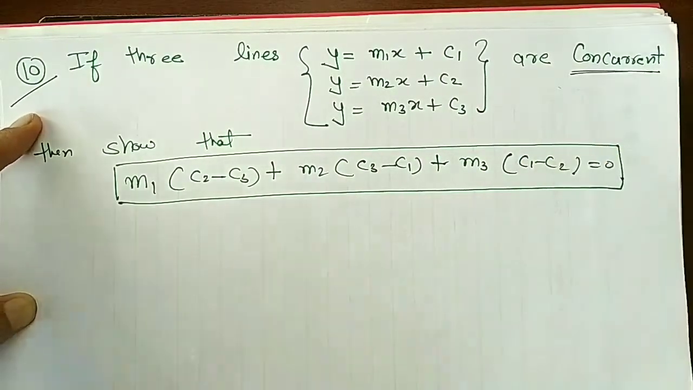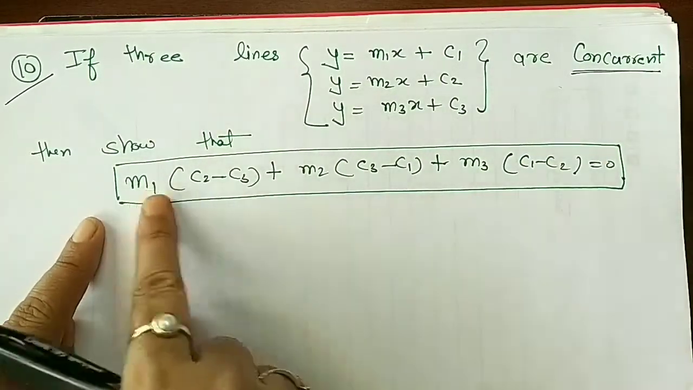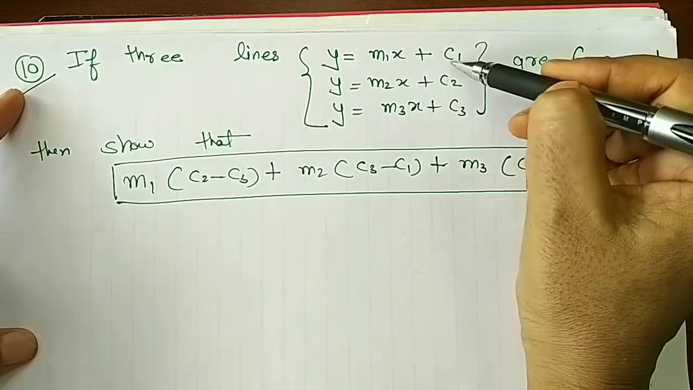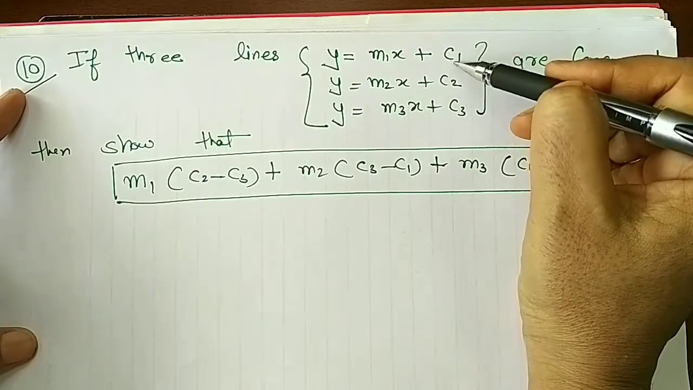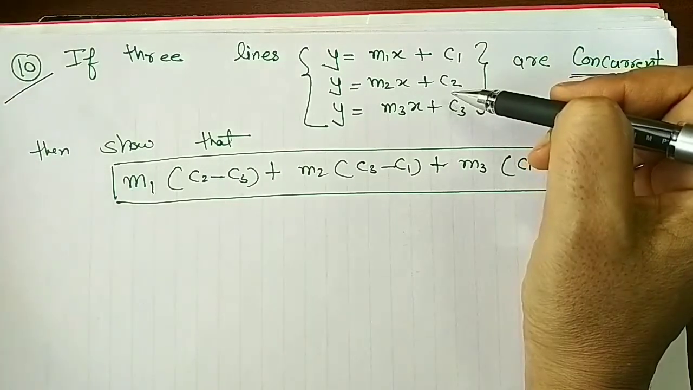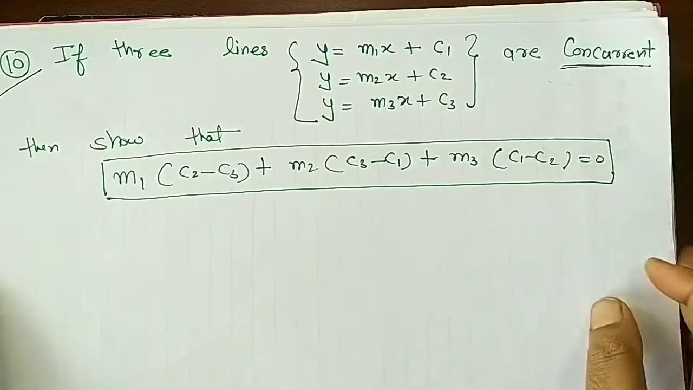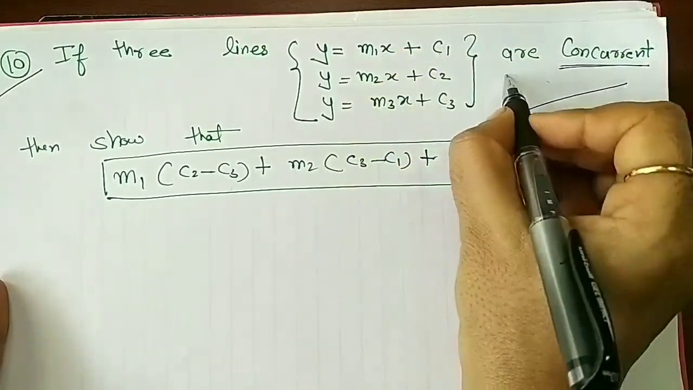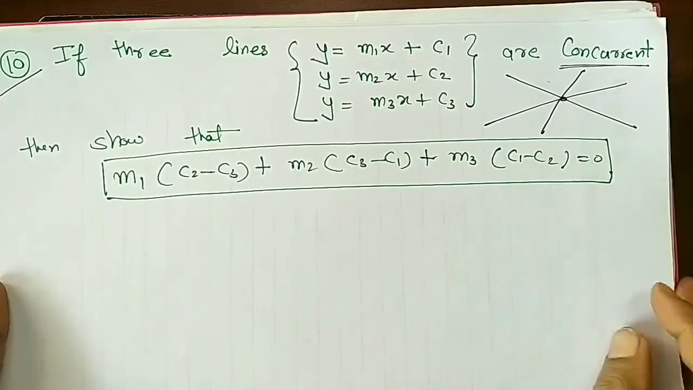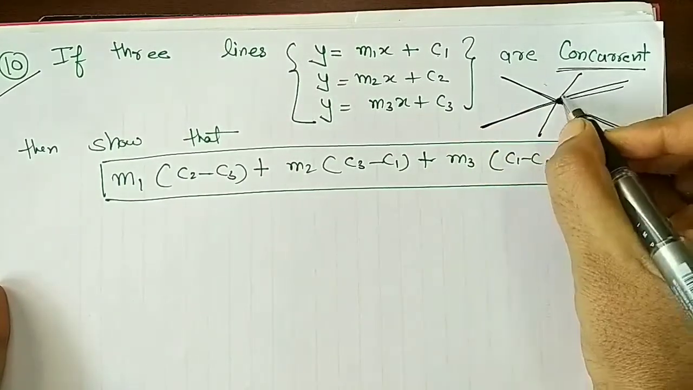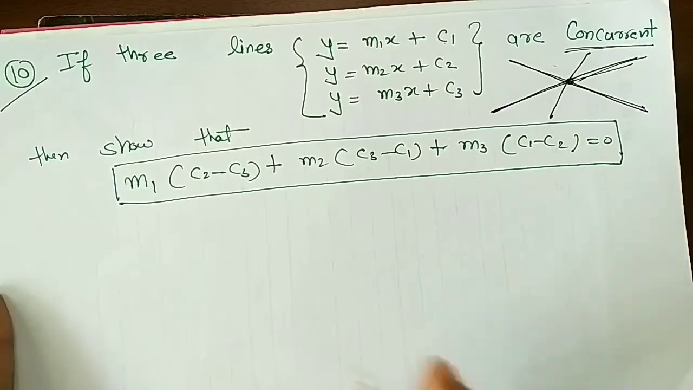Remember, concurrent means passing through the same point, and you have to prove this condition. It's pretty simple. If we know the point of intersection of two lines, then the third line should pass through it, right? So let me find the point of intersection of these two. What they are saying is all three pass through this point, so the point of intersection of these two should satisfy the third equation, correct? So we will do that.